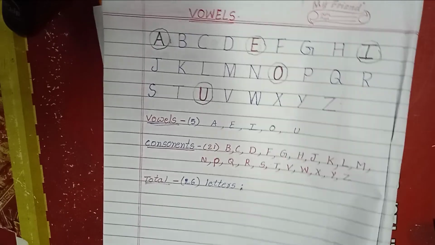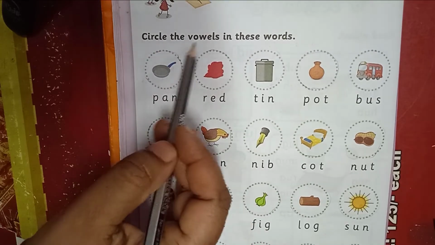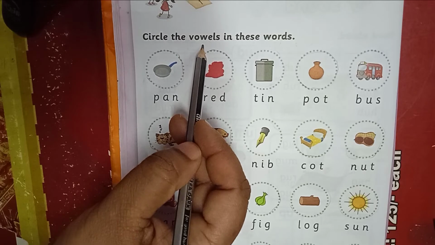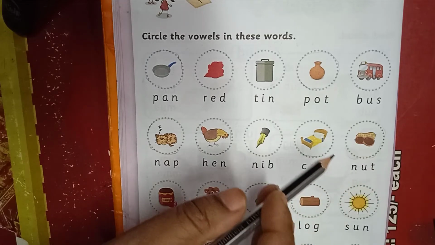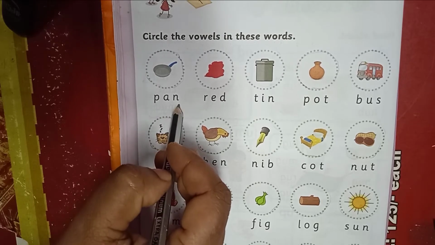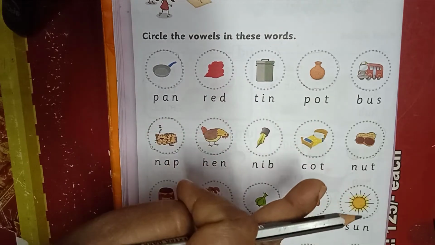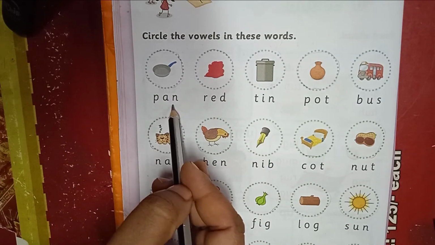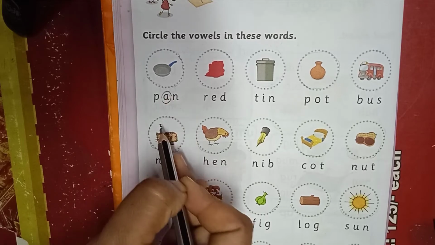And for these, we have a small exercise today. Circle the vowels in these words. We should look at where the vowel is and circle it. Shall we see? P, A, N, pan. What are the vowels? A, E, I, O, U. Is any of them in this word? Yes, it is there. And what do we have to do? We have to circle it.